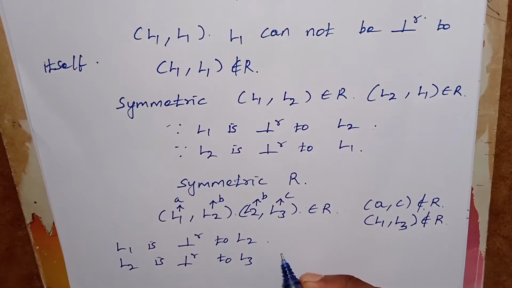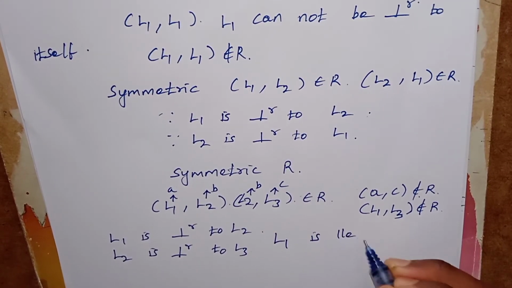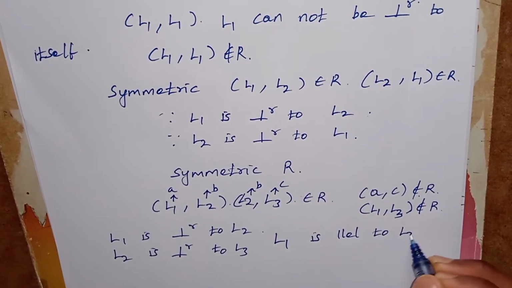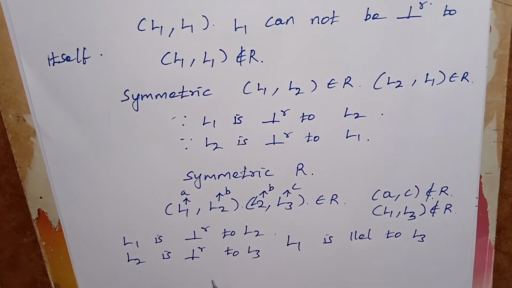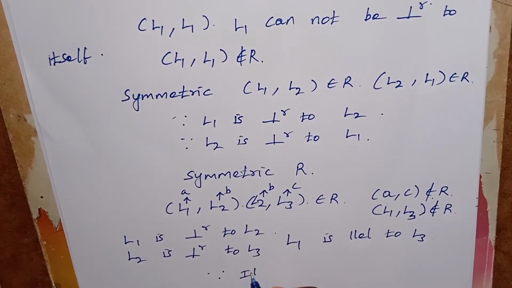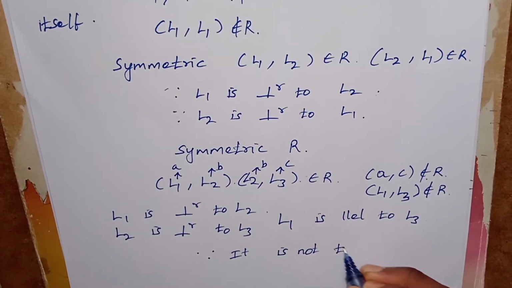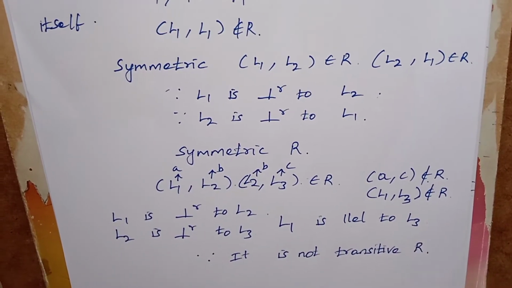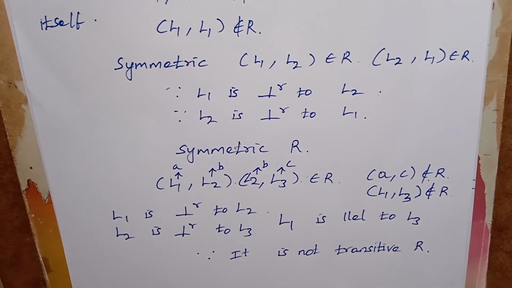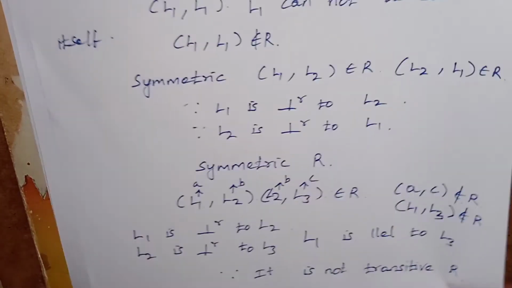Therefore finally you have to write L1 is parallel to L3, but we need perpendicular in the question. Therefore it is not a transitive relation. I hope you all understood example 3.